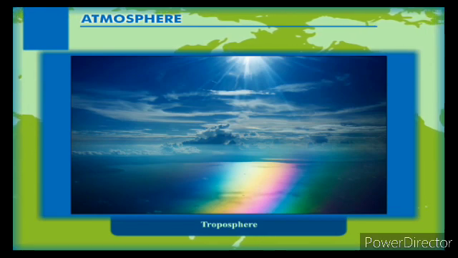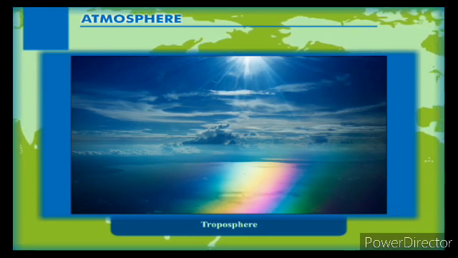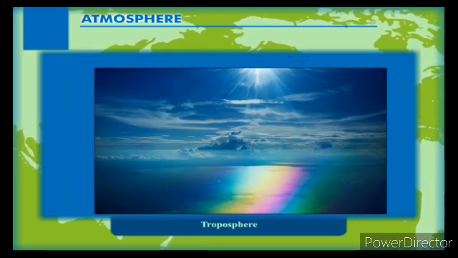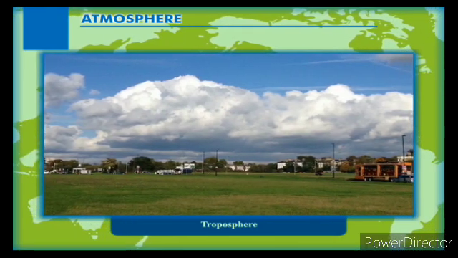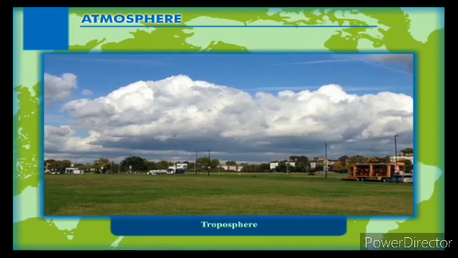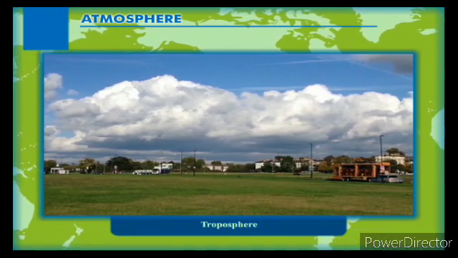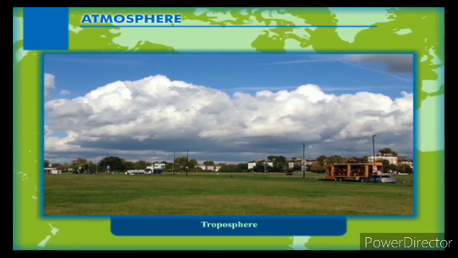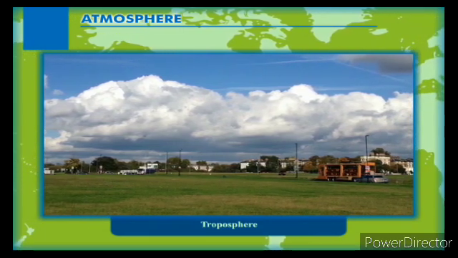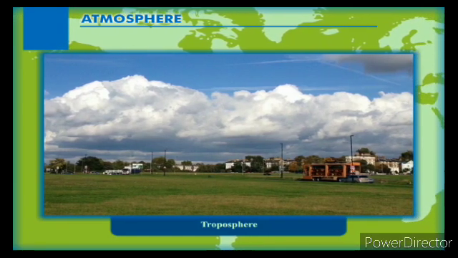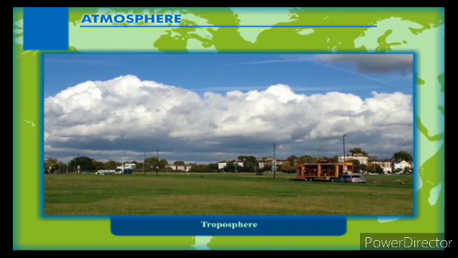It protects us from the heat of sun during the day and keeps the earth warm at night. The extent of this layer is about 18 kilometers above the equator, but only 8 kilometers above the 2 poles. Most of the water vapor, dust particles and clouds are found in this layer. The upper limit of troposphere is called tropopause.